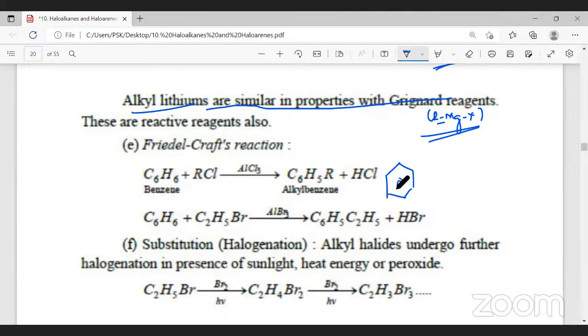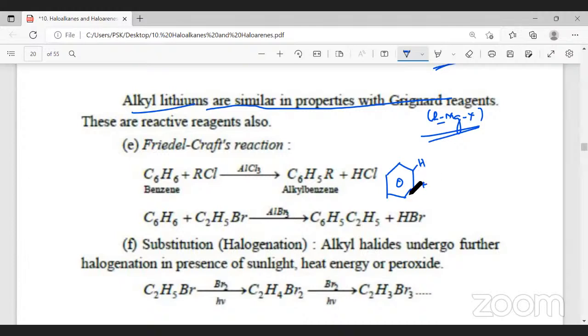What's the name of this molecule? Benzene. What is the name of this molecule? It is still benzene, because all hydrogen atoms are behaving the same. So I've just shown one hydrogen atom here.